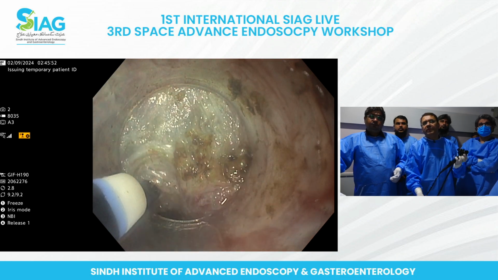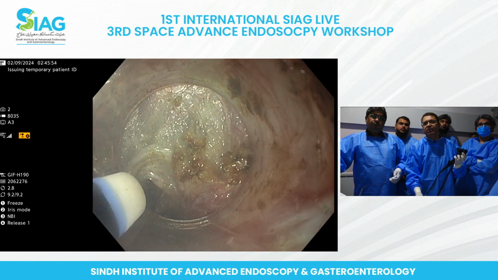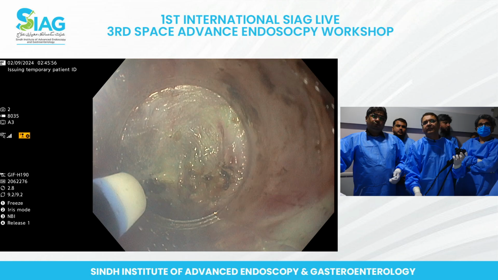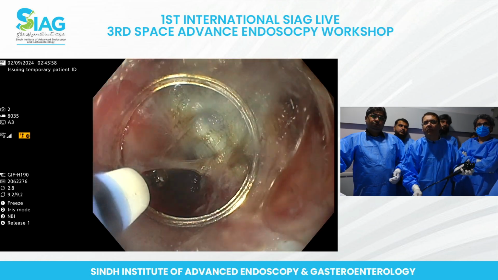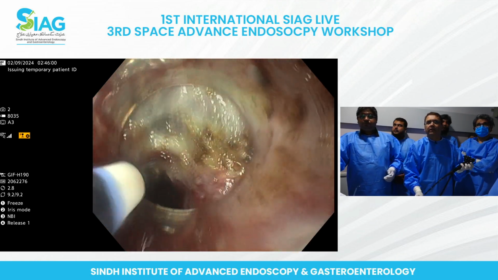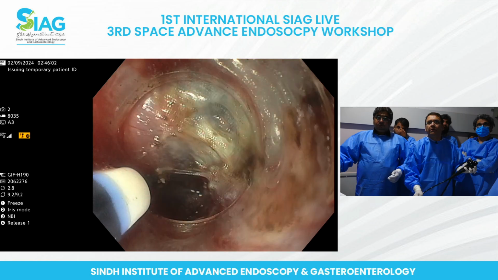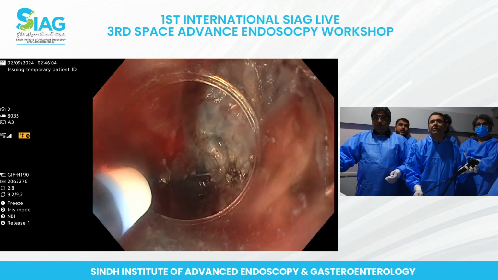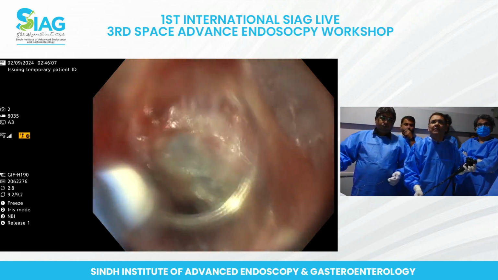So you have to be a little careful at the GE junction. That's where the vessels usually are, and they could be problematic. You can cut them. That's a sling. It's on the side, yeah. Very nice.